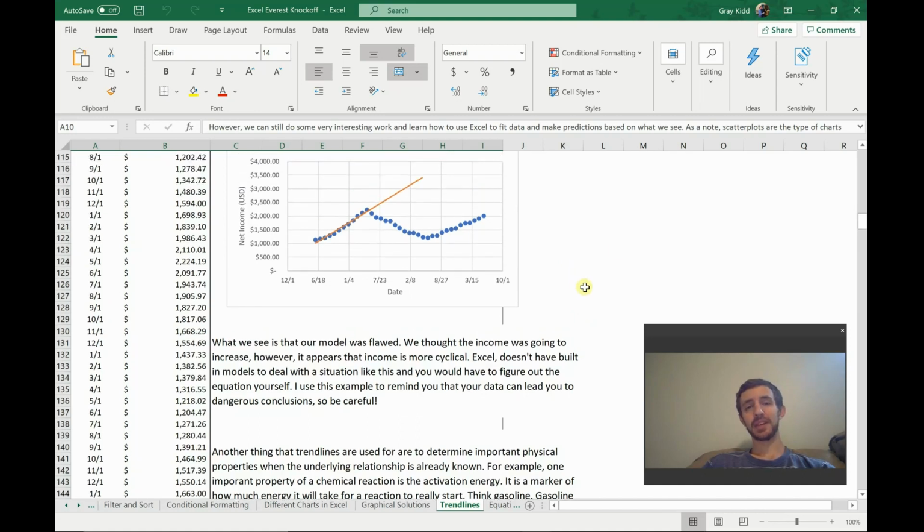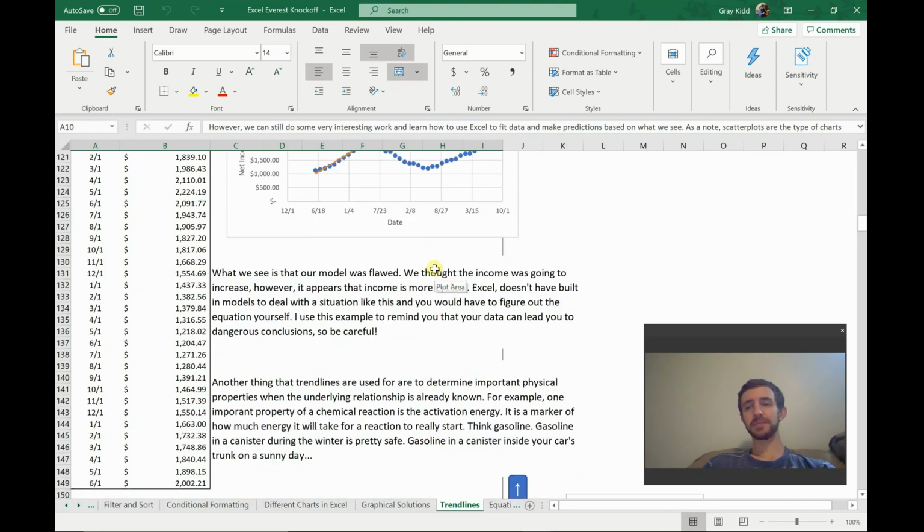Okay. So we're going to keep on going here. You're still like, where's the trend lines? How do we do this trend line stuff? We'll get there. I promise. It's just a little bit later on.